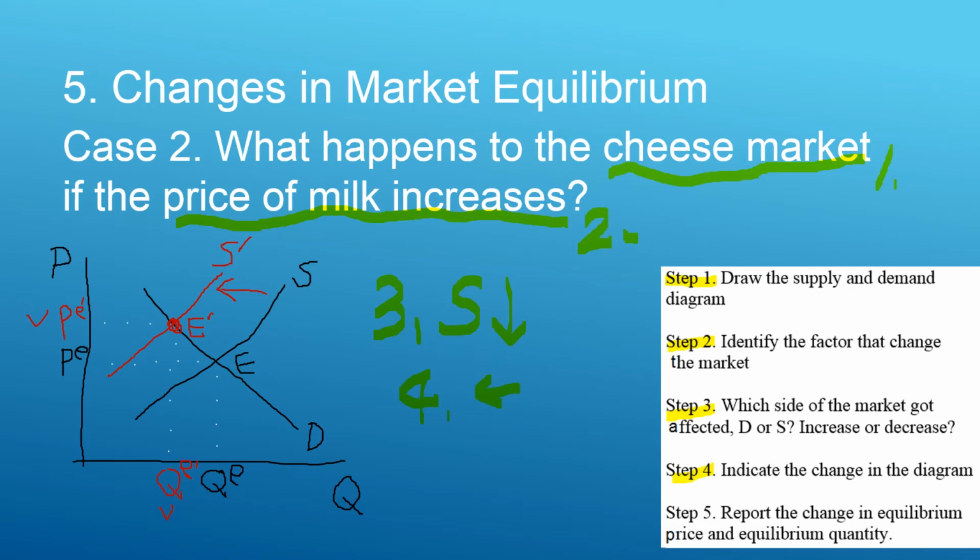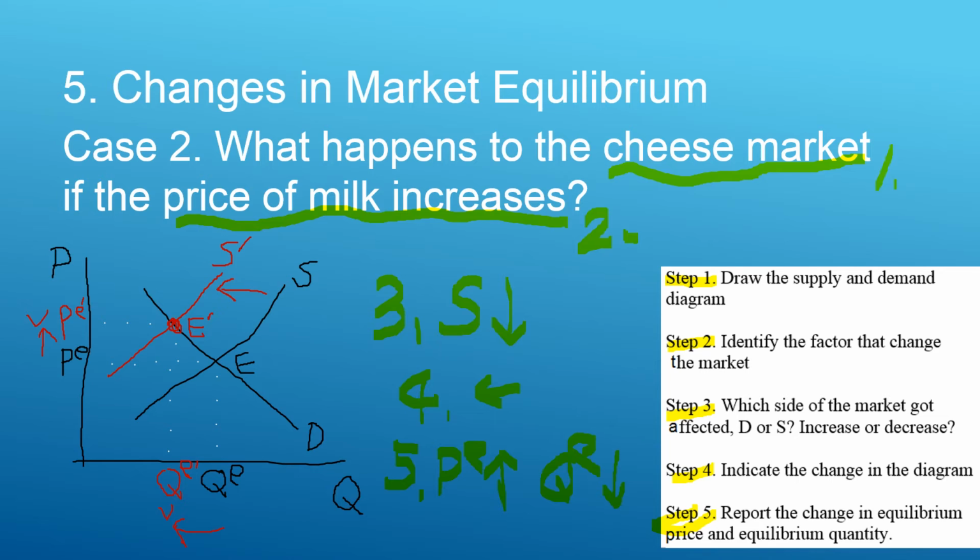So you'll find out that the price actually goes higher, right? As for the equilibrium quantity, it actually goes lower. So that is what you will use to report the changes in equilibrium price and equilibrium quantity in step number 5. Yeah, so that is the report. Are you doing okay with this?